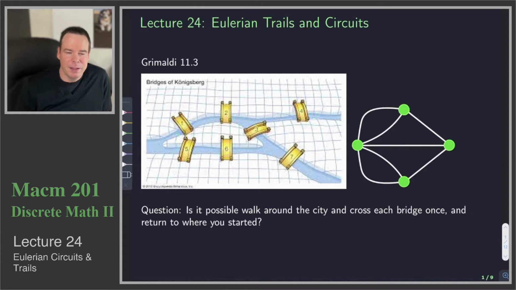Hi everyone, welcome back. In this lecture we're going to continue our development of graph theory and look at Eulerian trails and circuits. So here's a motivating problem. In fact, it could be argued that this is the problem that gave rise to graph theory.